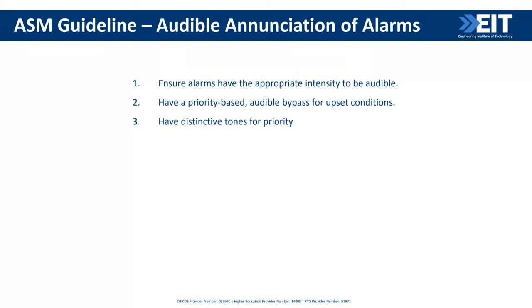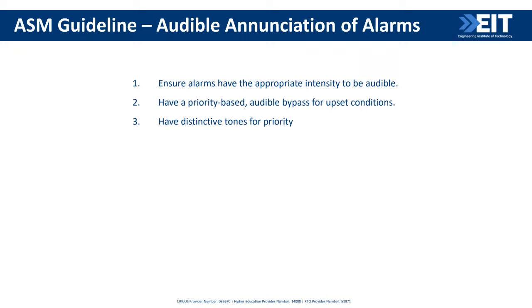Have priority based audible bypass for upset conditions. That means that in a process upset, you might get a lot of alarms, and many alarms could have an audible alarm configured to them. So if you configure a bypass where, under process upset conditions, it removes the audible feature of those alarms, then it doesn't annoy the operator and he can focus his attention on fixing that process upset.